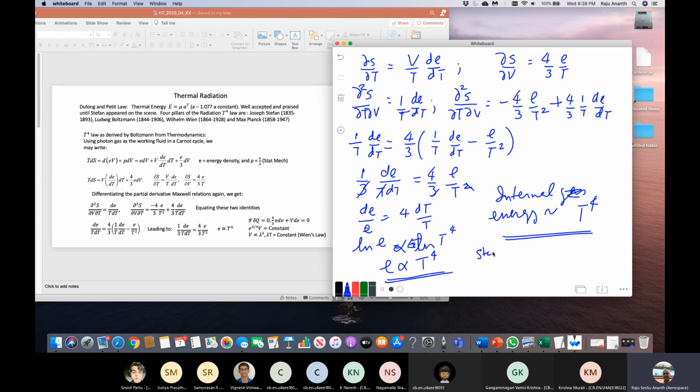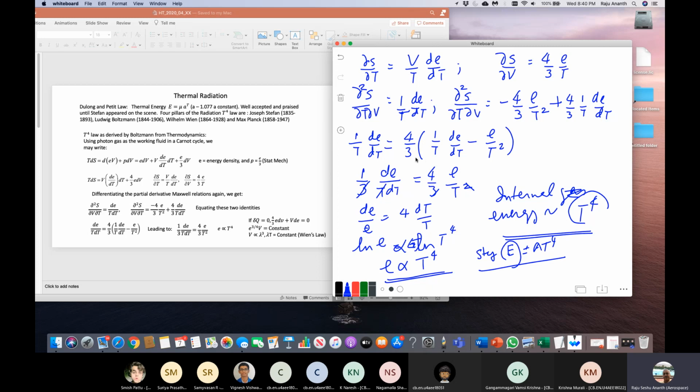So anyway, Stefan said the internal energy is A T to the power 4. So this is the energy basically. So he just said if it is radiating out with the photon gas, that energy coming per unit volume has to be proportional to T to the power 4. So I hope you followed. If you have any questions, so let's go back. There is something more to understand.